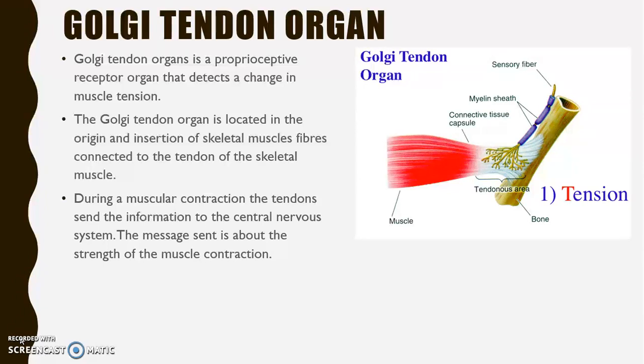The Golgi tendon organ is a perceptive receptor organ that detects a change in the muscle tension. This is located in the origin and insertion of skeletal muscle fibers connected to the tendon of the skeletal muscle. During muscular contraction, the tendons send information to the central nervous system. This message is sent about the strength of the muscular contraction.